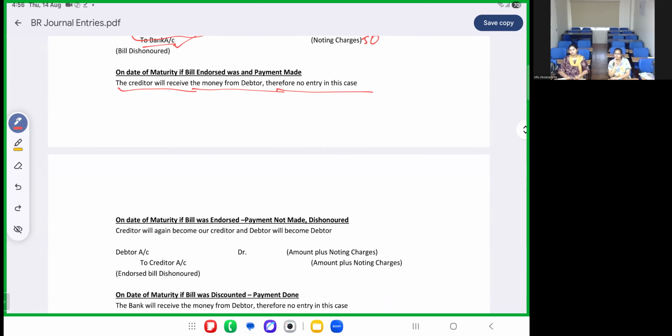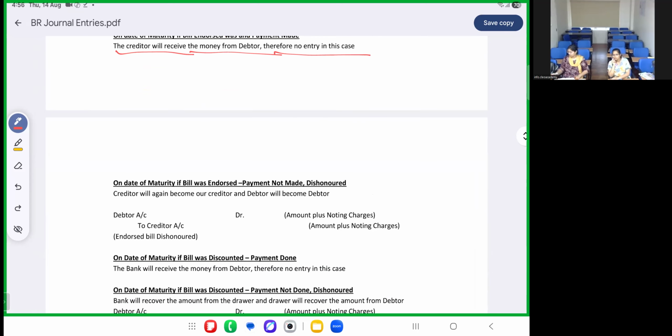Now, I have endorsed the bill, but my debtor didn't pay my creditor. Suppose A is my debtor and I am B. I am endorsing the bill to C. On maturity date, A will pay C, so on the maturity date there is no entry in my books. Suppose A did not pay C. A has not made any payment to C.